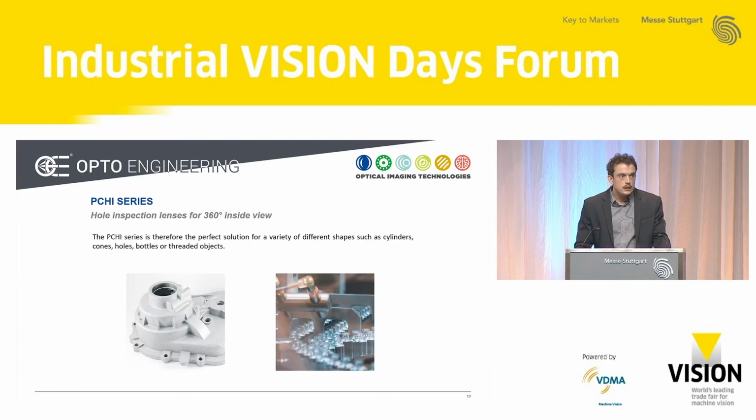Due to this wide variety of possible diameters, these lenses are extremely versatile. And here I reported just a couple of examples of samples that are typically inspected with these lenses. Metal parts, commonly employed in the automotive field, or vials, commonly used in the pharmaceutical industry.